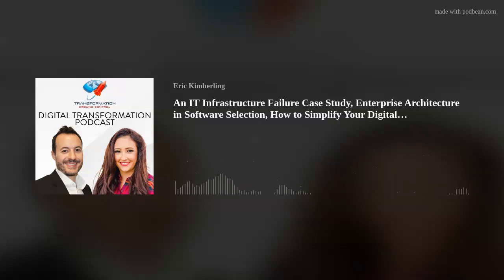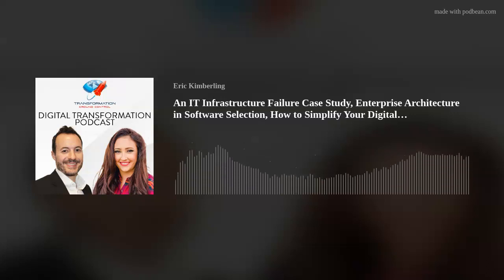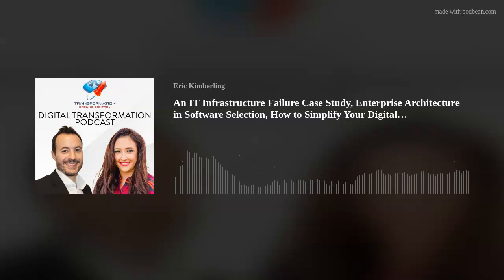Here's a question from Ryan on LinkedIn. Ryan asks, how do emerging technologies like AI, blockchain, or Internet of Things influence the enterprise architecture approach to software selection and implementation? So in other words, these emerging technologies, whether it's AI, blockchain, IoT, or anything else, how does that all tie into this whole enterprise architecture roadmap that you're talking about?